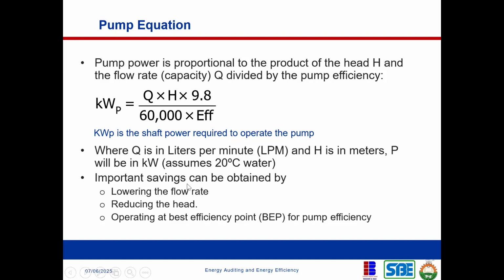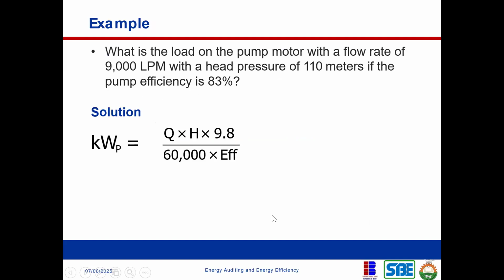Okay. So important savings can be obtained by lowering the flow rates. I've talked about this, reducing the head, that is the height of the pumping, and operating at the best efficiency point of the pump. So this is just a simple example. What is the load on a pump motor with a flow rate of 9,000 liters per minute with a head pressure of 110 meters? So you're pumping at a height of 110 meters. Now, if the pump efficiency is 83%, all you need to do is just extract these values and put them into this formula and then you have your answer.